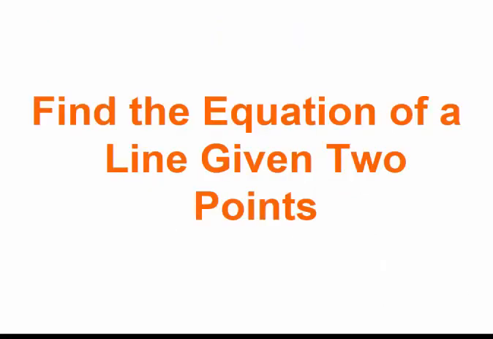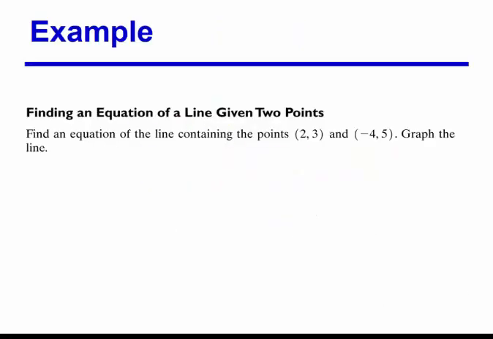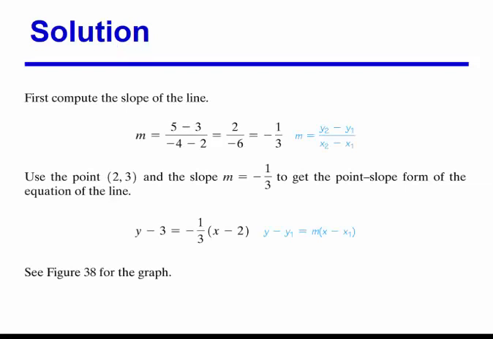Okay, find the equation of a line given 2 points. So if we have 2 points, we're going to find the equation of a line. The first thing we're going to do is find the slope of the line. The slope that we found given these 2 points is negative 1/3.